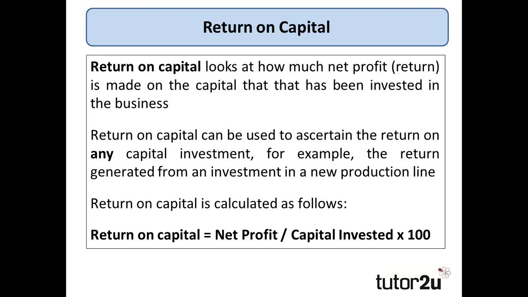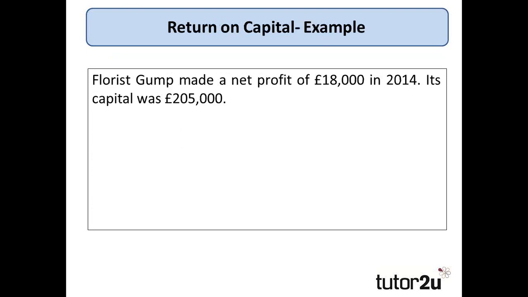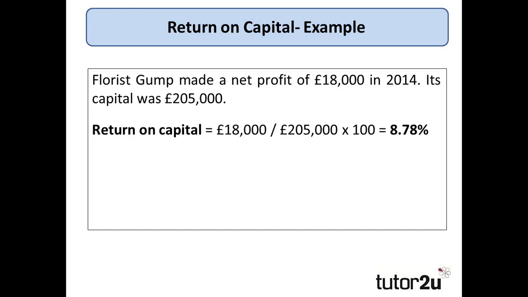So we're looking at how much net profit the business makes in relation to the capital that has been invested in that business. So let's use our florist example. Florist Gump made a net profit of 18,000, as we know, in 2014. Its capital, the amount of money that was invested in the business, is 205,000. This gives us a return on capital figure of 8.78%. This means for every £1 capital that's been invested in the business, Florist Gump returns net profit of just under 9p.